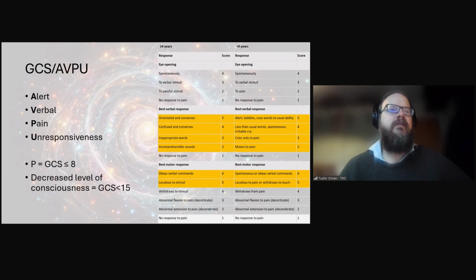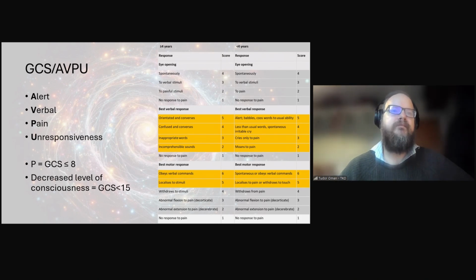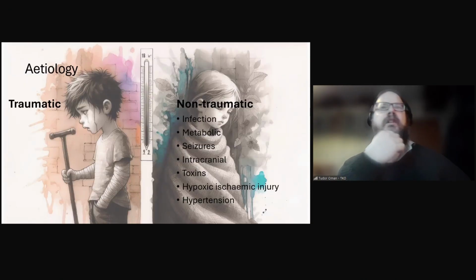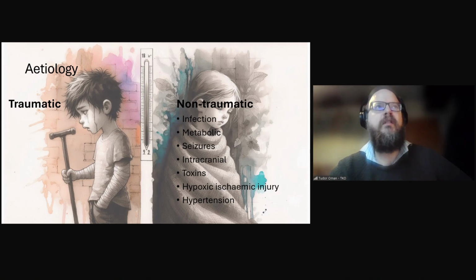For everybody, a decreased level of consciousness is less than 15. And that is our starting point. So we've talked about the structural causes of decreased level of consciousness and what might cause it, but in real terms, what are we talking about?